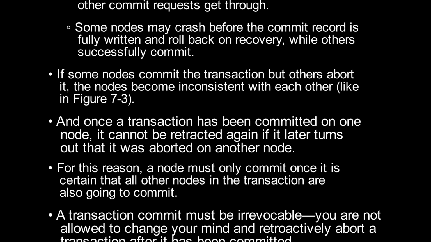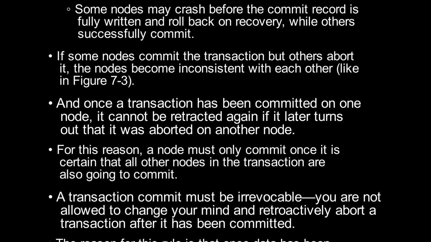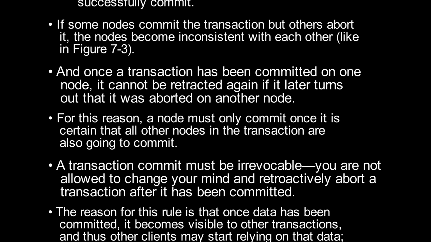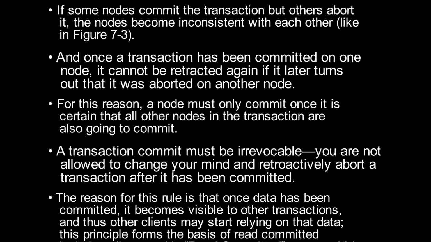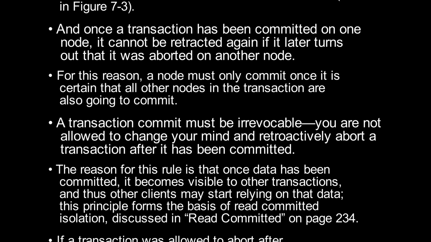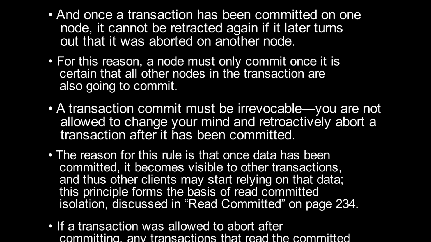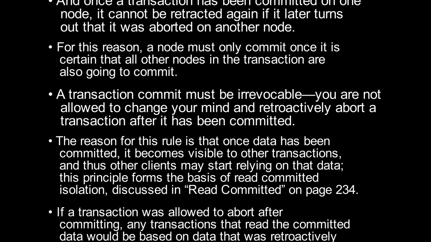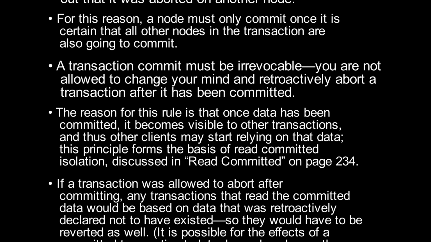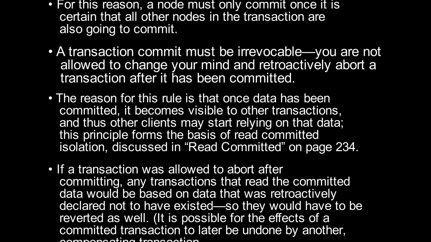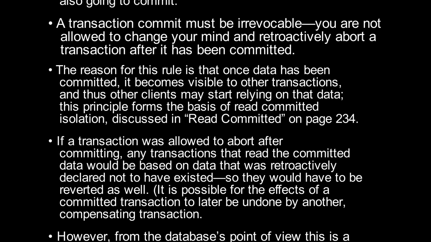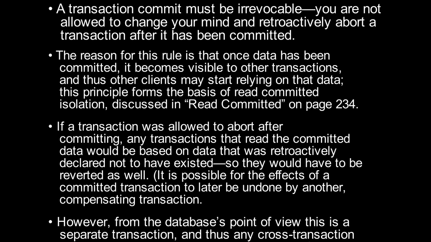For this reason, a node must only commit once it is certain that all other nodes in the transaction are also going to commit. A transaction commit must be irrevocable. You are not allowed to change your mind and retroactively abort a transaction after it has been committed. The reason for this rule is that once data has been committed, it becomes visible to other transactions, and thus other clients may start relying on the data. This principle forms the basis of read-committed isolation, discussed in Read Committed on page 234. If a transaction was allowed to abort after committing, any transactions that read the committed data would be based on data that was retroactively declared not to have existed, so they would have to be reverted as well.